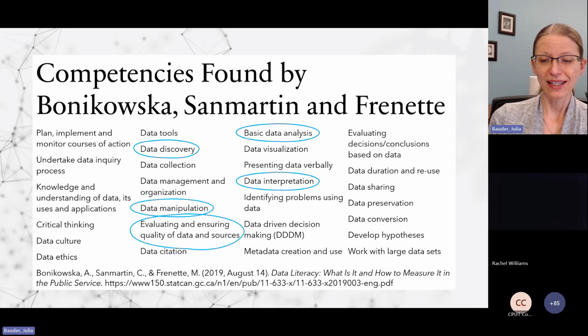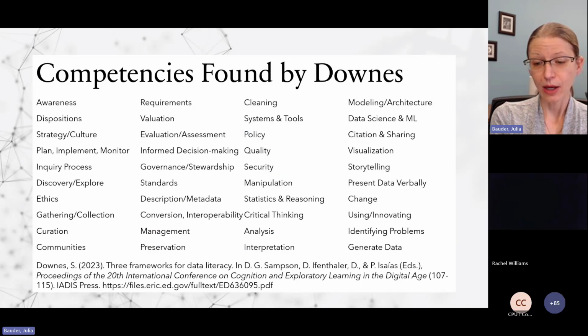The Government of Canada didn't stop there, though. A few years later, another Canadian government researcher, this time Stephen Downes from the National Research Council of Canada, compared 20 different data literacy competency frameworks in the published literature, and he found 40, that's 40, different data literacy competencies in the 20 different works he looked at.